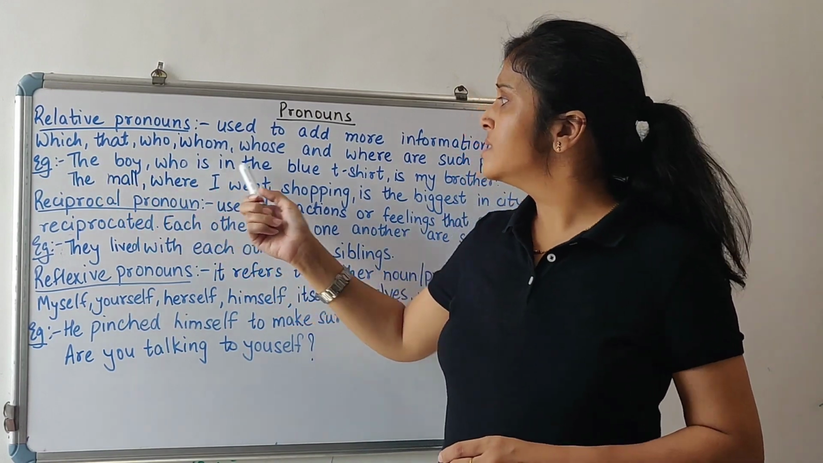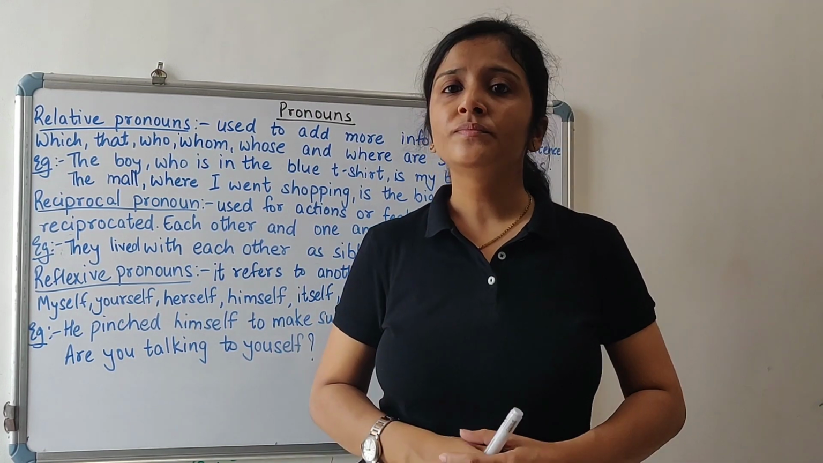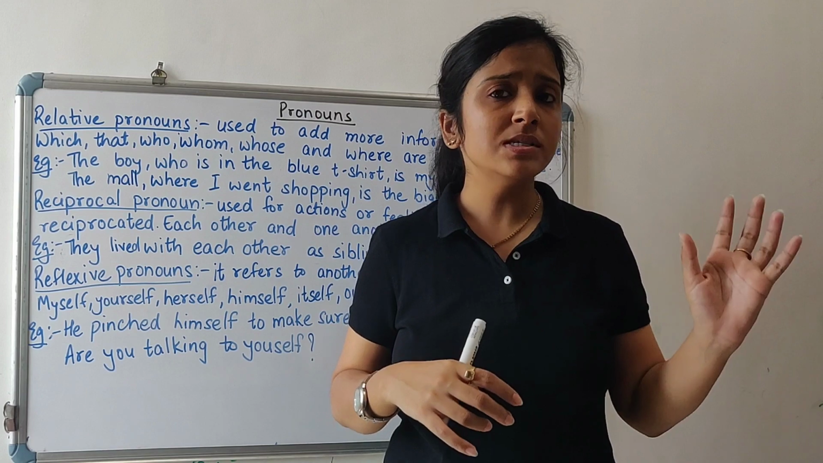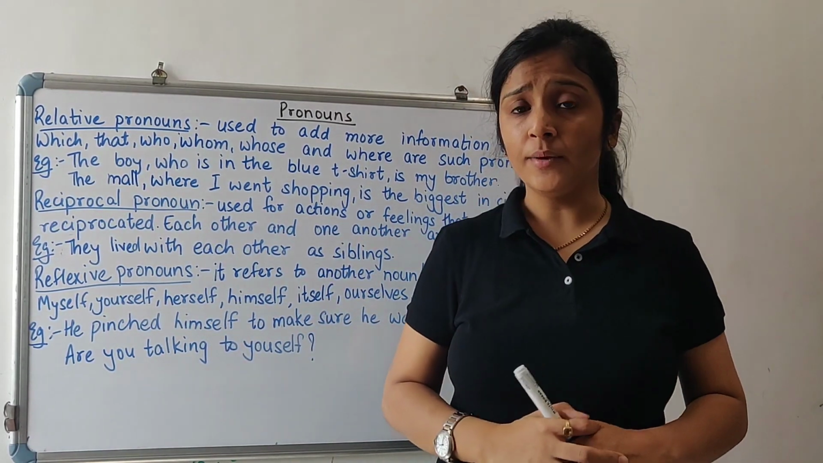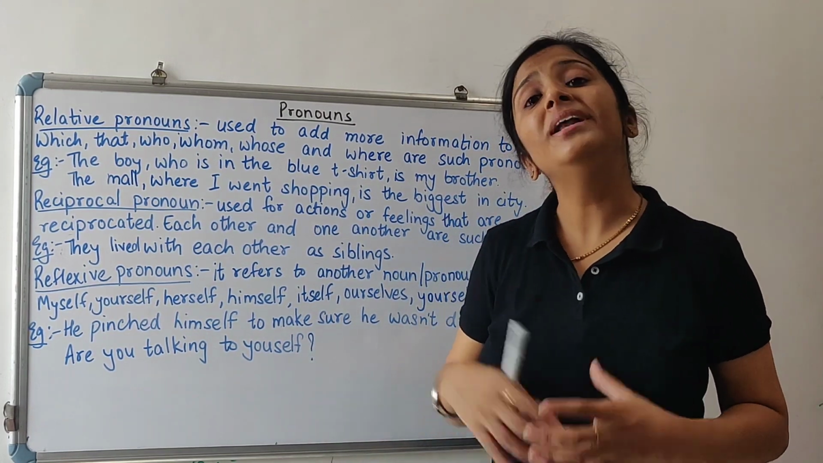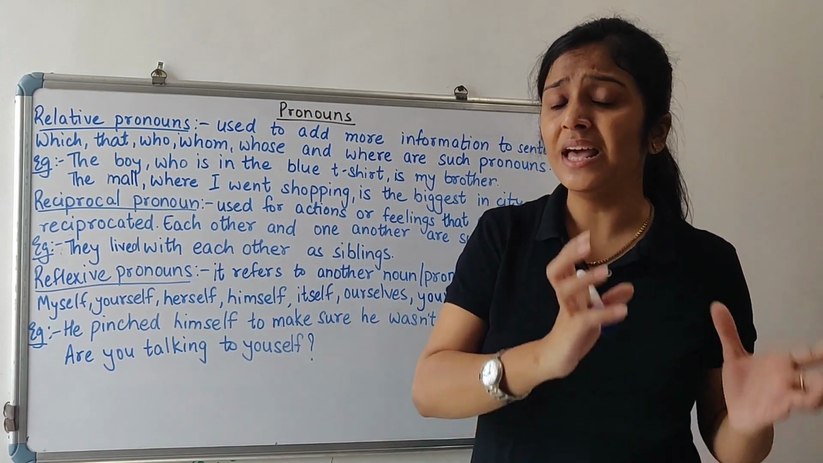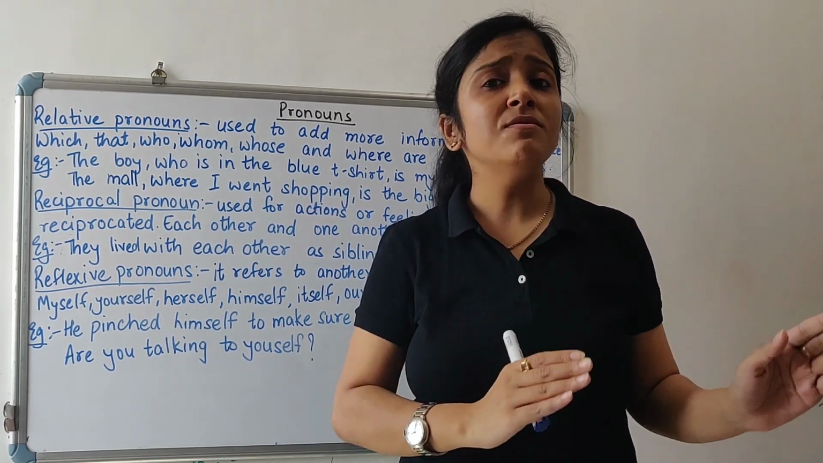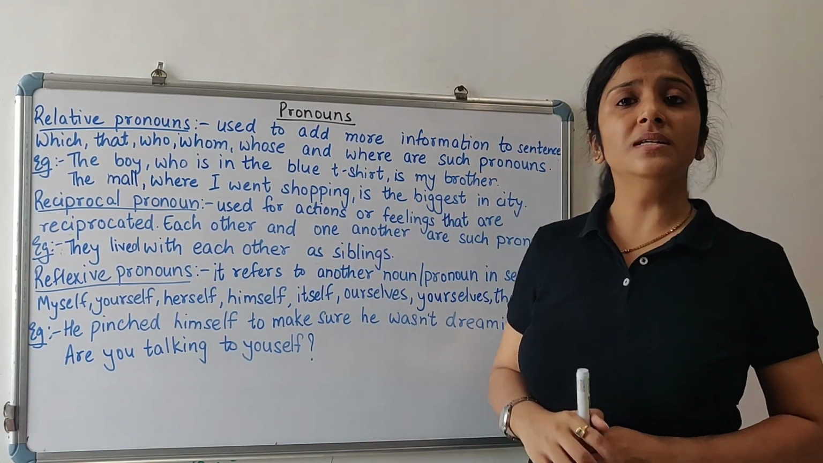The boy who is in the blue t-shirt is my brother. So I am talking about a boy. Which boy? So the relation is that he is in the blue t-shirt. And who is he? He is a brother. The mall where I went shopping is the biggest in the city. So if I say the mall, which mall? Where I went yesterday. So I am relating the mall. How am I relating? I am being specific about the mall which I went shopping yesterday is the biggest in the city.